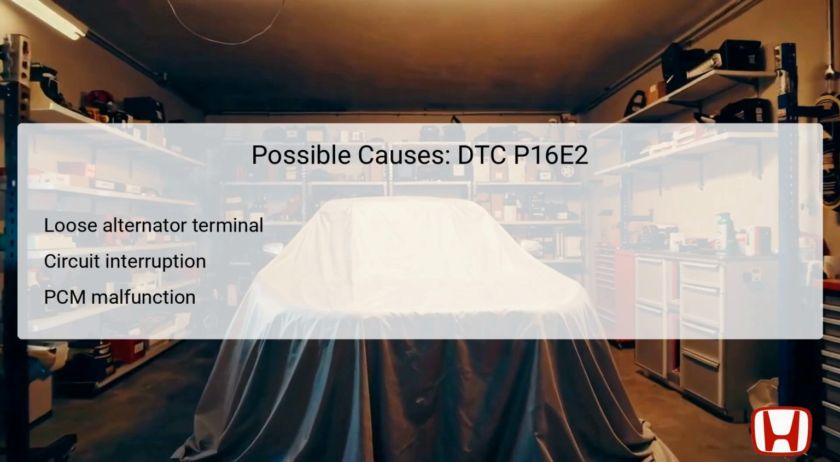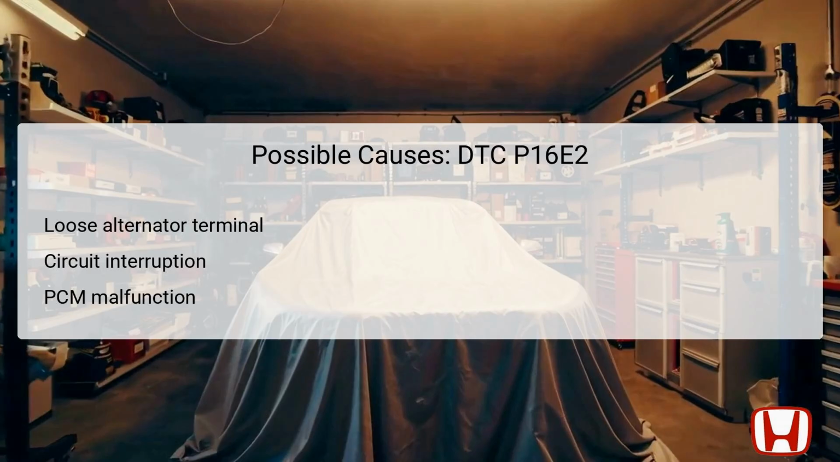Several factors may contribute to the DTC P16E2 error code. One of the leading causes often identified is a loose terminal connection on the alternator, particularly at the +B terminal. If the connection is not secure, the PCM may fail to receive necessary signals from the alternator. Further, any interruptions in the wiring within the local interconnect network, LIN, can also trigger this error.